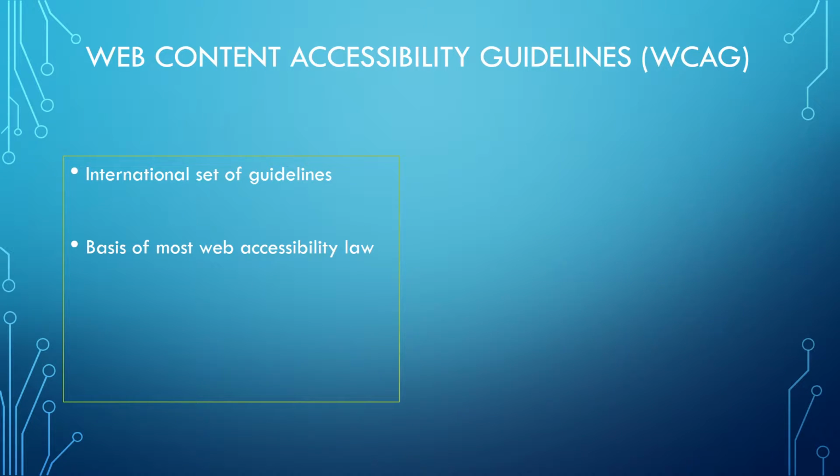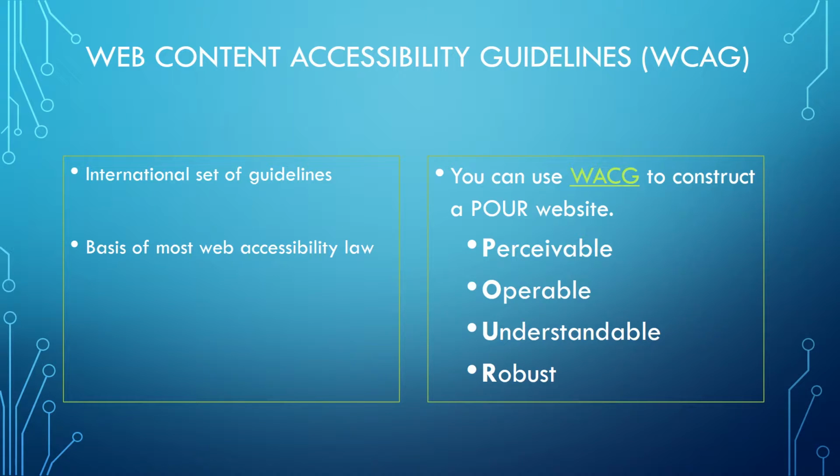In addition to these laws, there are also guidelines that have been set forth. These guidelines are called the Web Content Accessibility Guidelines. These guidelines are an international set of guidelines that are the basis of most web accessibility law. They establish that websites should be constructed in a proper manner, meaning that they are perceivable, operable, understandable, and robust.